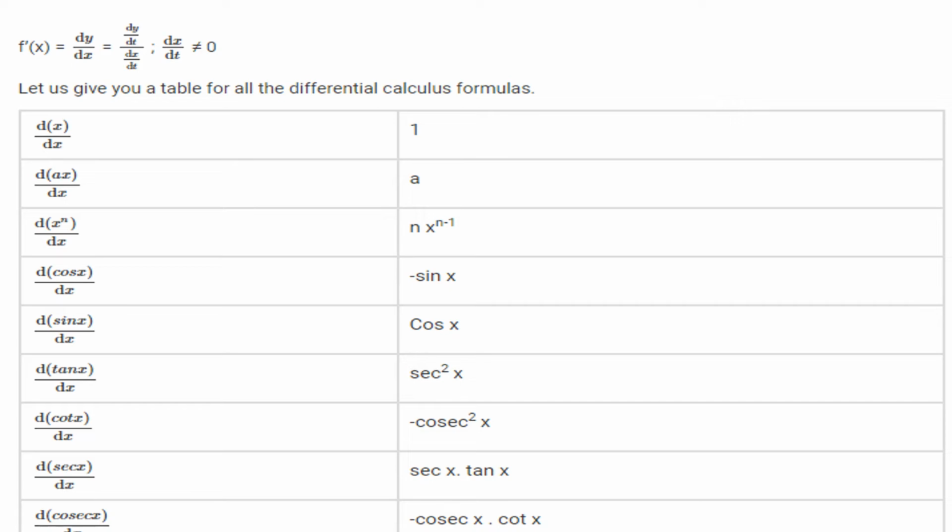d of x by dx is 1. d of ax by dx is equal to a, which is a constant. d of x raised to n by dx is equal to n x raised to n minus 1. d of cos x by dx is equal to minus sin x. d of sin x by dx is equal to cos x. d of tan x by dx is equal to sec square x. d of cot x by dx is equal to minus cosec square x. d of sec x by dx is equal to sec x into tan x.